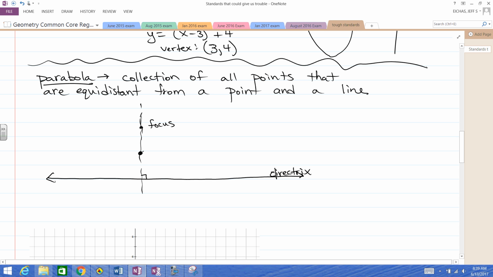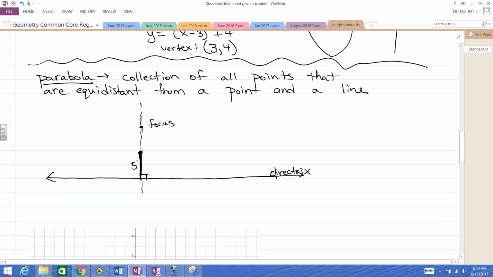It's that simple. So this distance at a right angle with the directrix, let's say that's 5. Well, then from the focus to this point would also be 5. Now, what I'm saying is that's one point that is equidistant from the focus and the directrix. And this will be the vertex of our parabola. From there, it gets kind of tricky.